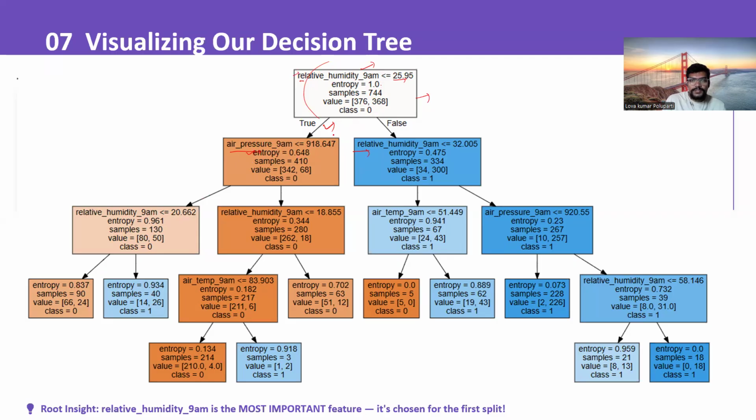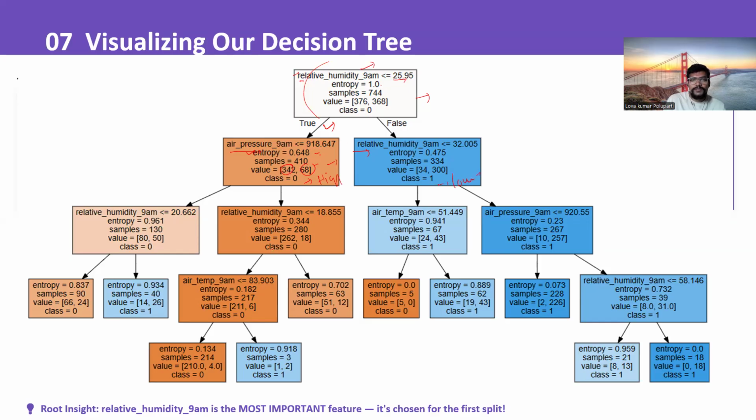After that, the entropy is 0.64 and 0.45. So higher information is given by this air pressure at 9 a.m., which is more than this. That's the reason I'm considering this. You can see the 342 and the 68 are there. Less than 918, 34, the 342 are there, remaining are the 68. This is for class 0. See, it's a high humidity or a low humidity.